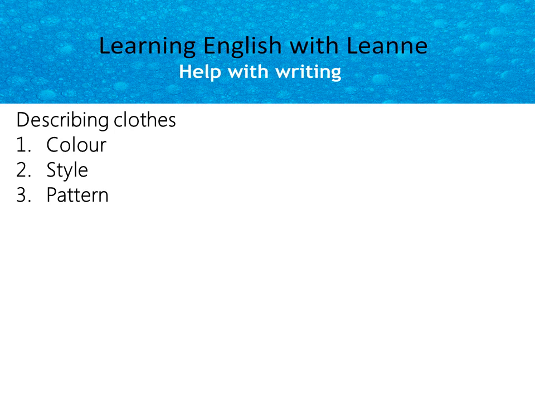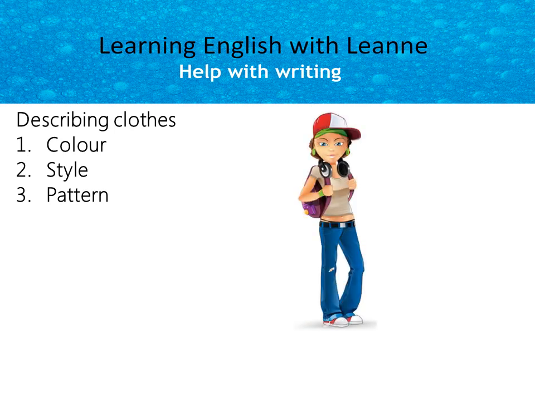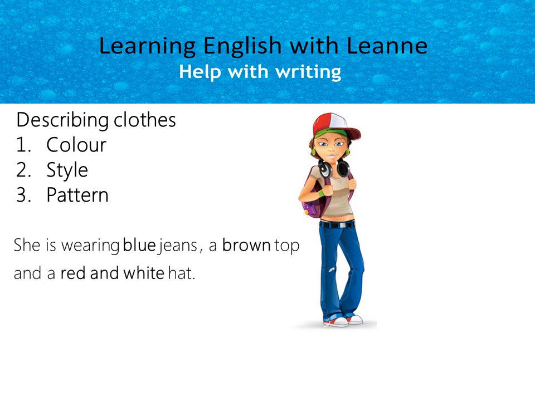Now we will write some sentences. Our first picture. So she is wearing blue jeans, a brown top, and a red and white hat. We have described 3 different items of clothing: jeans, her top, and her hat.